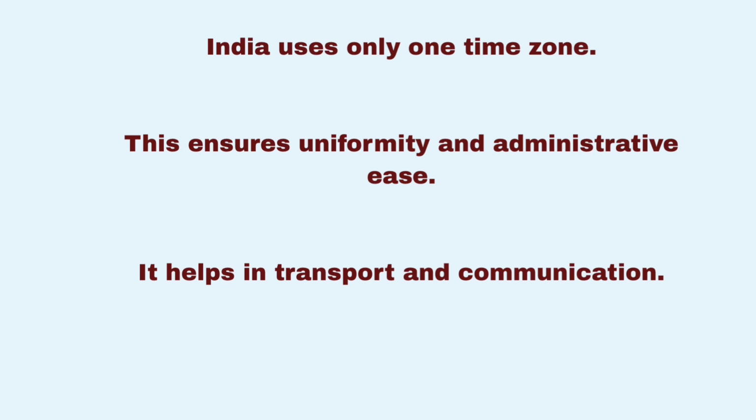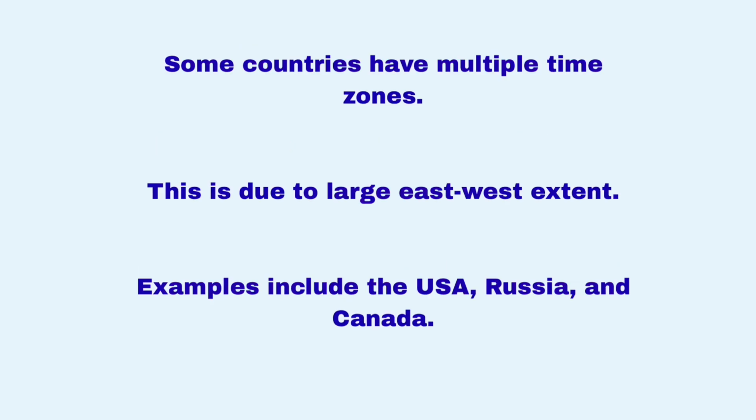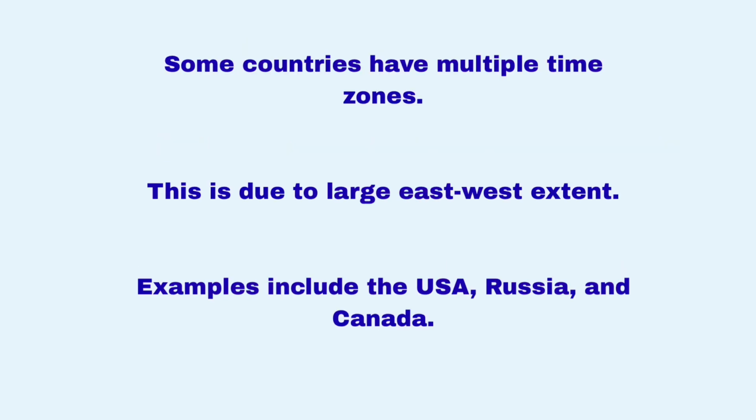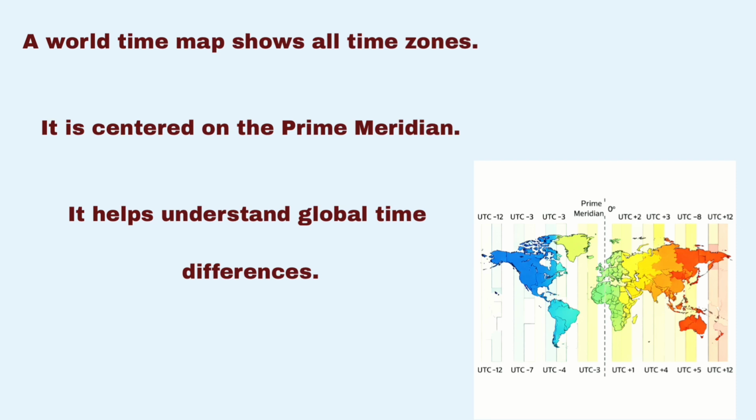But some countries have multiple time zones. Why has this happened? Because of large east-west extent. Examples include the USA, Russia, or Canada. A world map shows all the time zones. It is centered on the prime meridian and it also helps understand the global time differences.